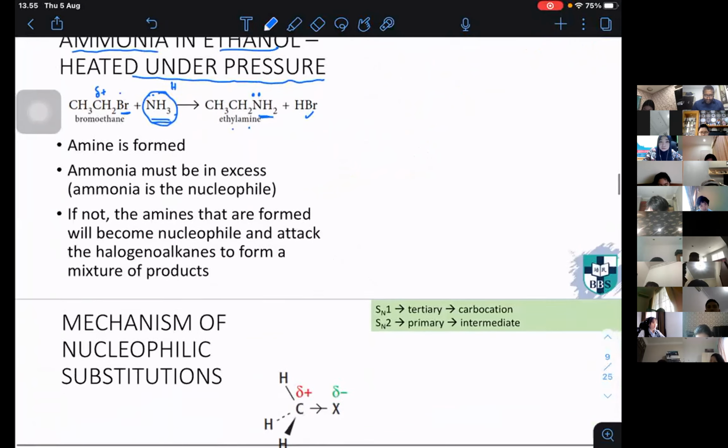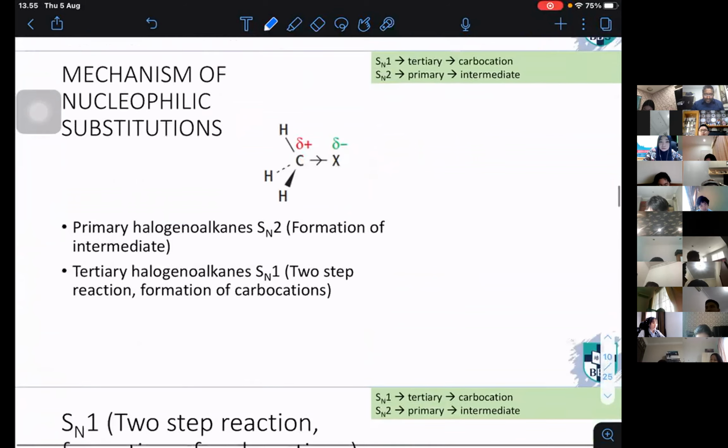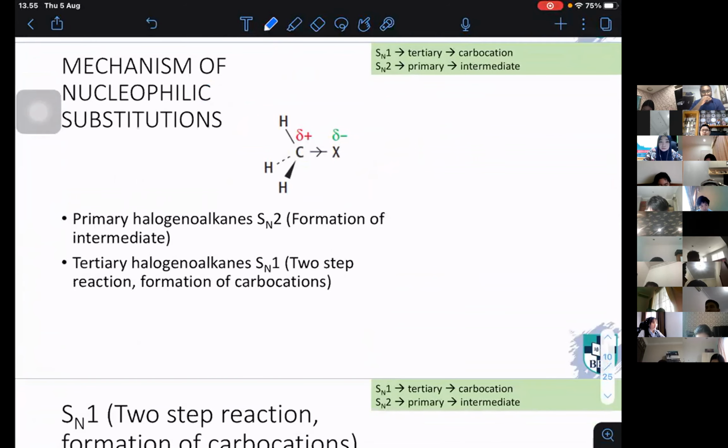Okay, so let's look at the mechanism. Now, I have taught you 3 things: the reaction with NaOH, AgNO3, I have taught you about KCN, and I have taught you about excess ammonia in ethanol. Okay, now let's look into the mechanism of nucleophilic substitution. How does it work? Okay, how does it work?